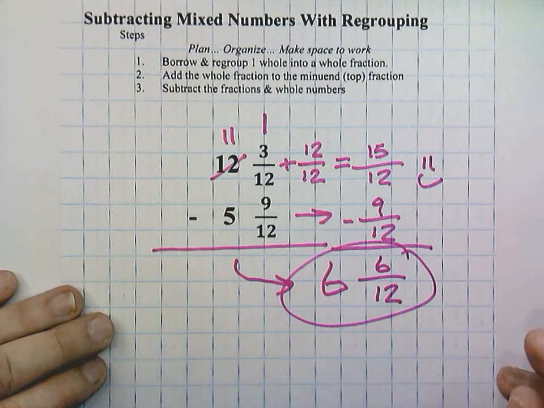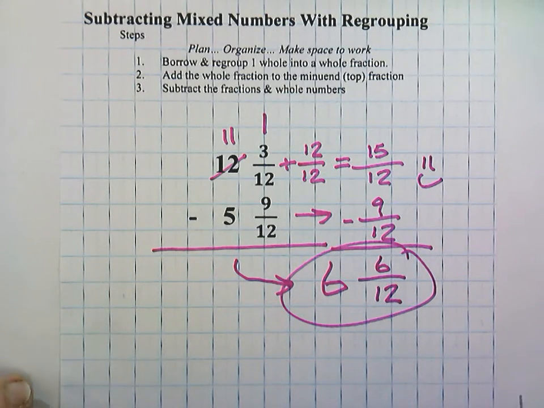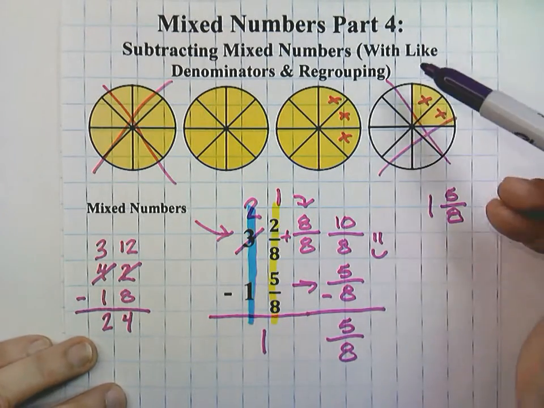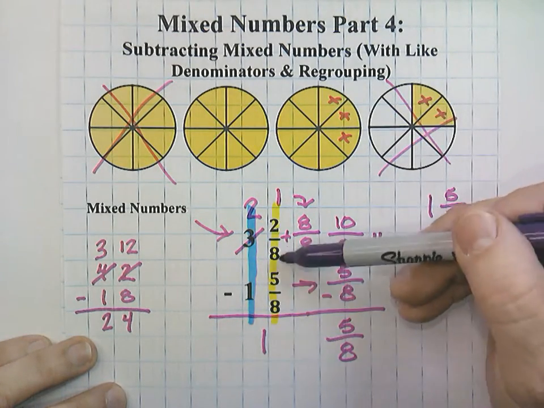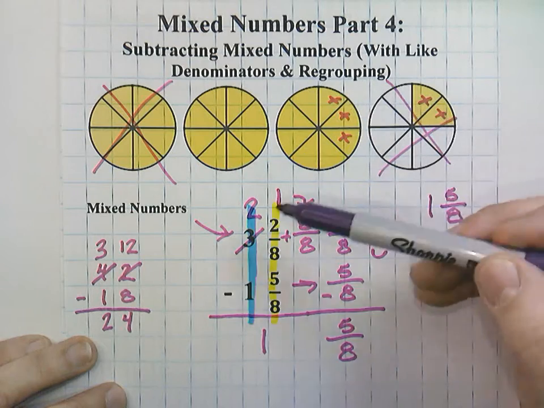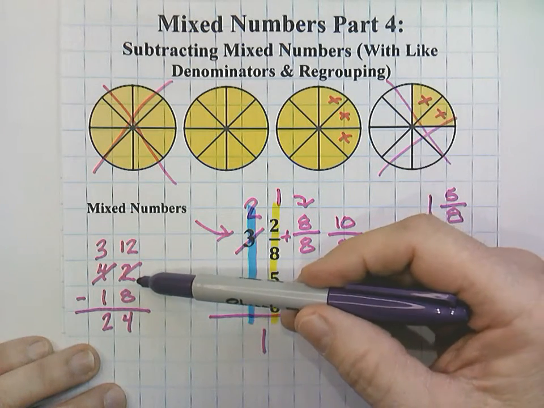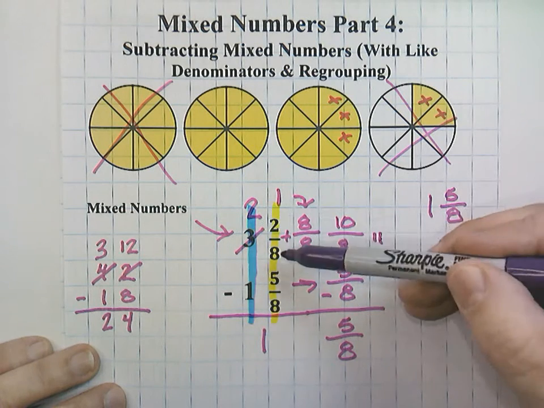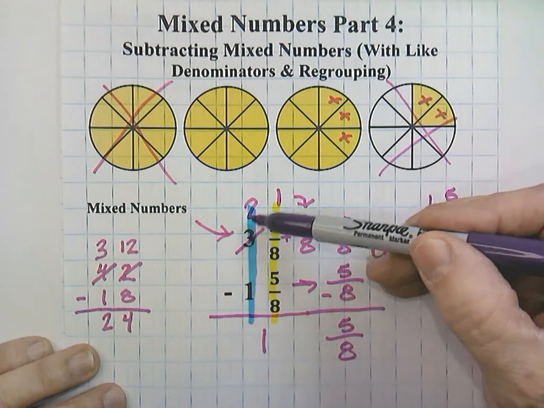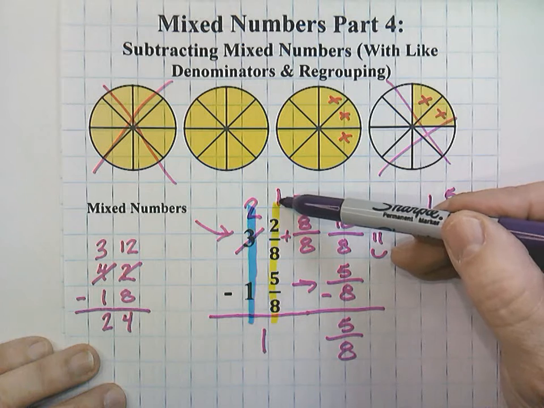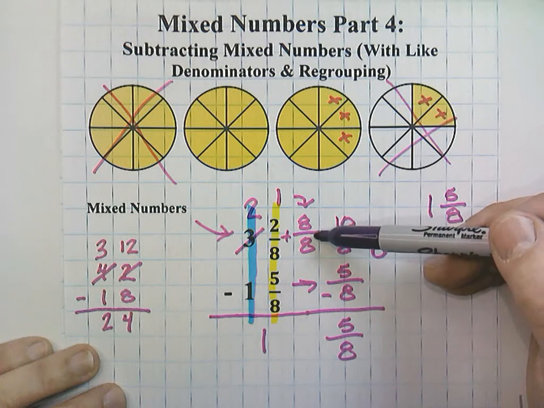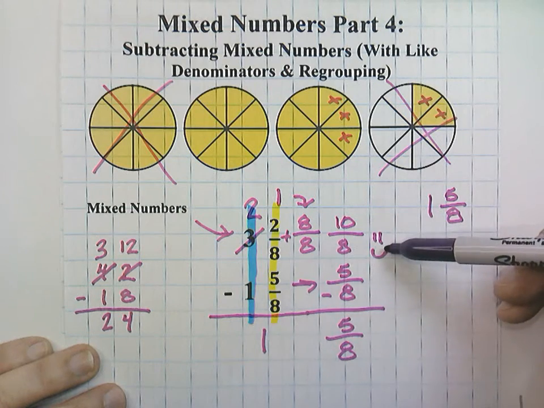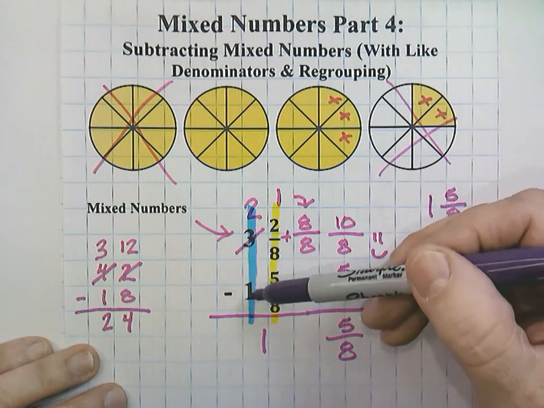All right, everybody, today our lesson was on mixed numbers again, subtracting mixed numbers. But this time we had like denominators, which means the same bottom, but we had to do regrouping, which is similar to what we do with whole numbers when we have to borrow from the next place value. If we didn't have enough, we borrowed 1, we regrouped, we turned the 1 into a whole fraction, right? Added that to the fraction that we had. Then we had enough, subtracted our fraction, and then subtracted our whole number.